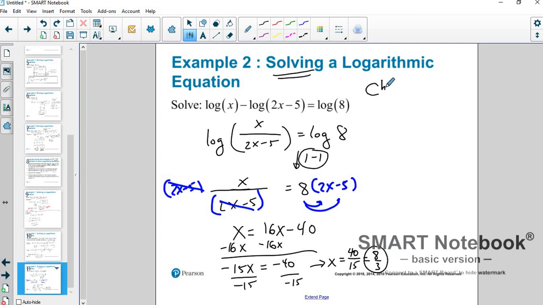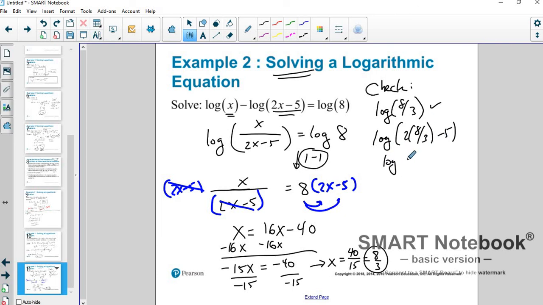We do have to check it. But here, if we plug in 8/3, we just get 8/3. That's good. How about the other one? If I plug that in, 2 times 8/3 minus 5, that's 16 over 3 minus 5. 5 is 15 over 3. And so that's 1/3, which is positive also, and that's fine.